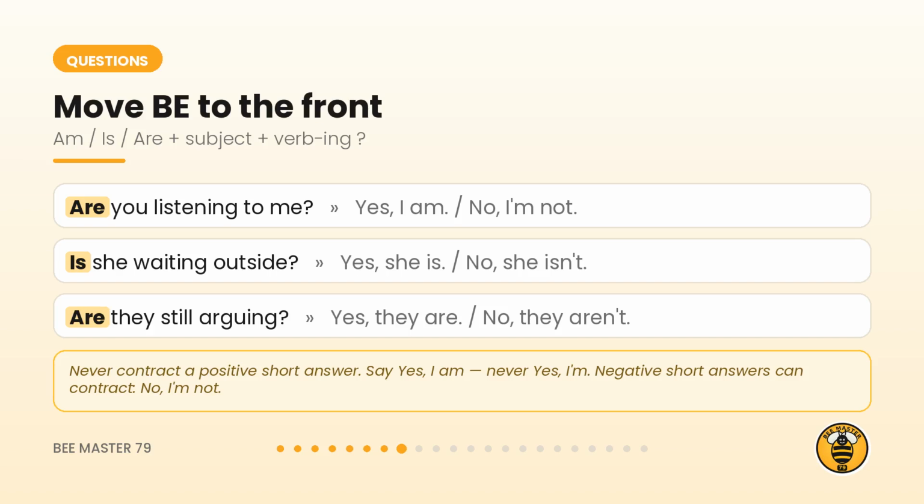For a yes or no question, you do not add a helper word. You simply move the be verb to the front of the sentence. You are listening becomes, are you listening to me? She is waiting becomes, is she waiting outside?